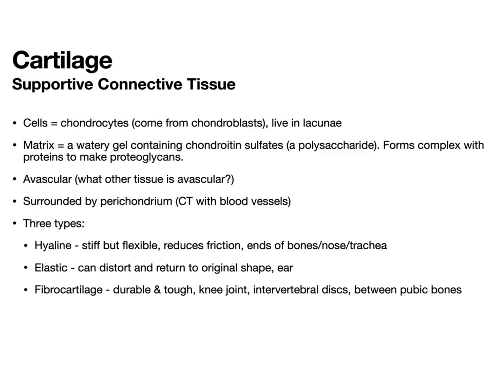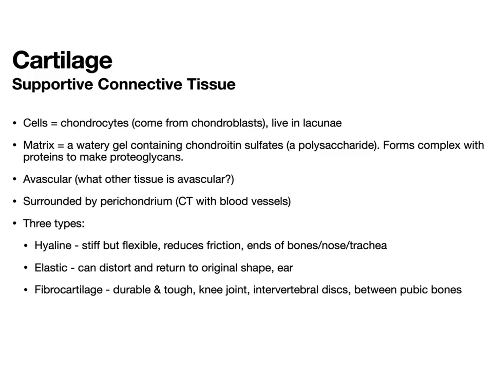So there are three different types of cartilage. We have our hyaline, our elastic, and our fiber cartilage. The hyaline is stiff but flexible, and it reduces friction. It's found at the ends of bones, our nose, and our trachea.